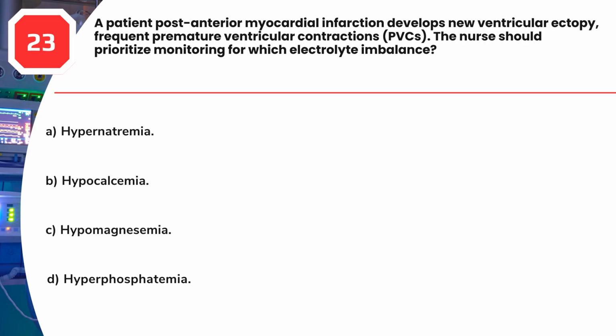Question 23. A patient post-anterior myocardial infarction develops new ventricular ectopy, frequent premature ventricular contractions, PVCs. The nurse should prioritize monitoring for which electrolyte imbalance? A. Hypernatremia. B. Hypocalcemia. C. Hypomagnesemia. D. Hyperphosphatemia.